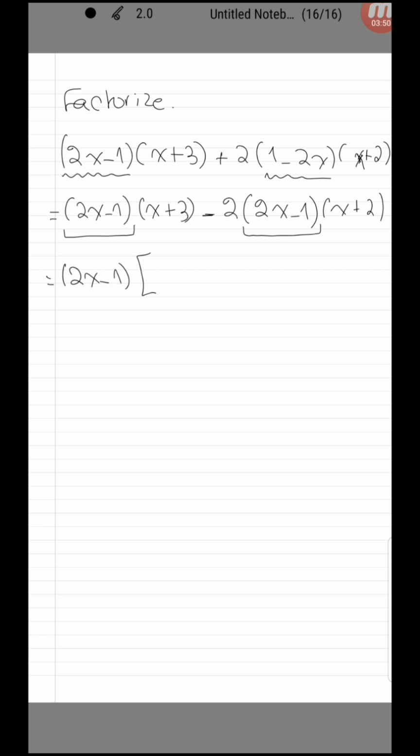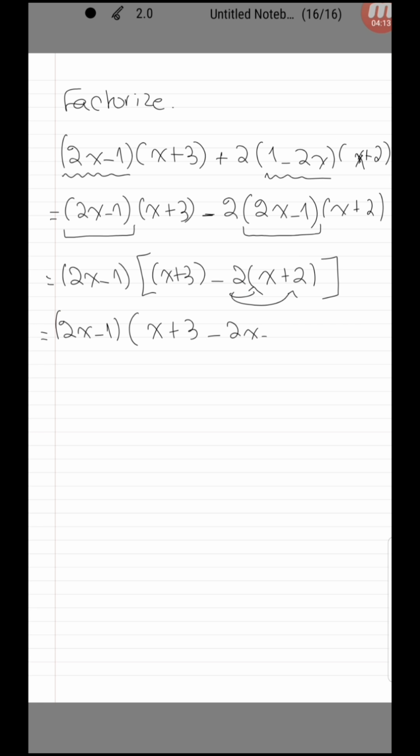I open the brackets and I divide each term. 2x minus 1 divided by 2x minus 1 is x plus 3, minus 2. 2x minus 1, 2x minus 1, they cancel. I'm left with x plus 2. Now I expand inside the brackets as usual. So it is x plus 3 minus 2x minus 4. Now 2x minus 1, x minus 2x is minus x, plus 3 minus 4 is minus 1.